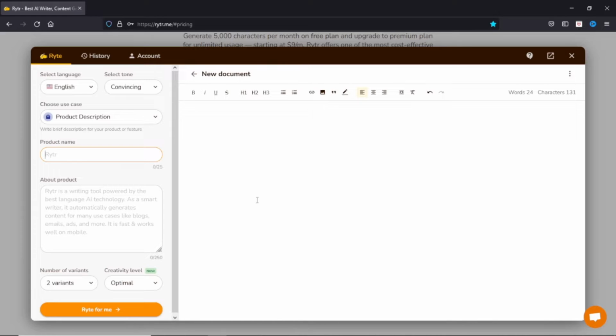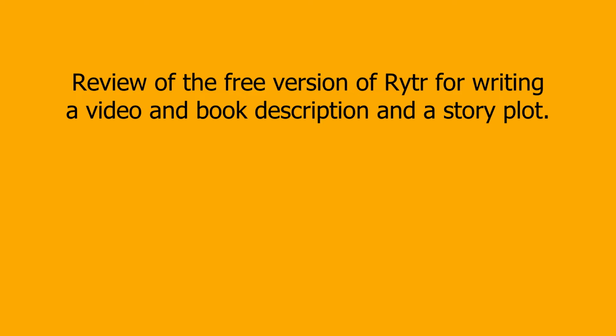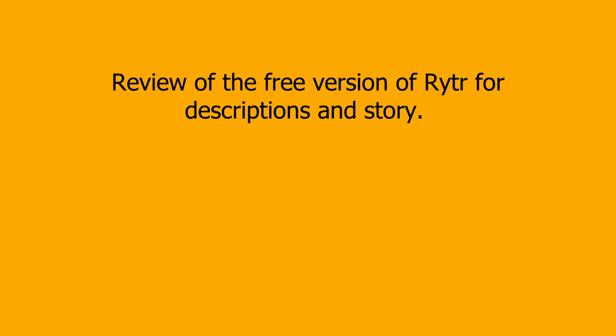First, I tried a video description for this video. I only generated one of these because I didn't want to waste my free characters. The seed text I put in first was "review of the free version of Rytr for writing a video and book description and a story plot." It was set to a convincing tone. Unfortunately, that didn't work. It couldn't generate anything. So I adapted it to "review of the free version of Rytr for descriptions and story."